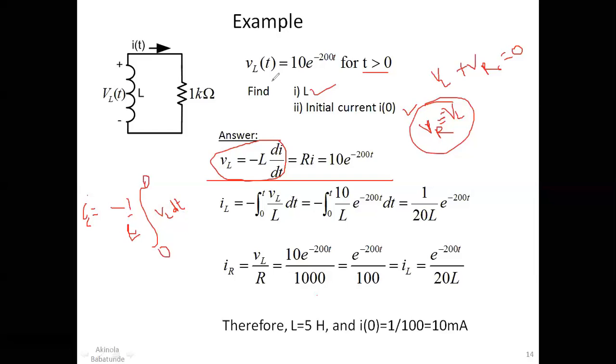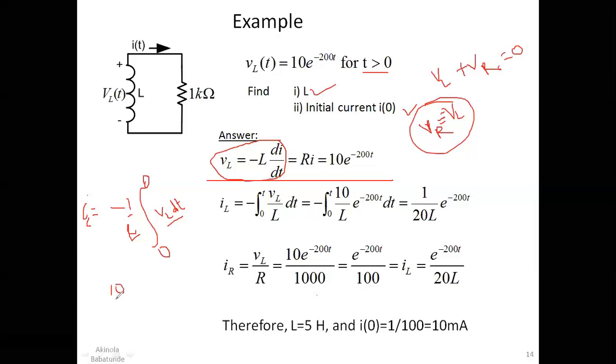We know our VL is 10 exponential minus 200t. So you can replace this VL here with 10 exponential minus 200t. Your 1 over L is still here. You can take it out or leave it inside if you want. So if you integrate 10 exponential minus 200t, what would you obtain? Okay, first of all, you can take 10 out. So if you take 10 out, you just have 10 here.